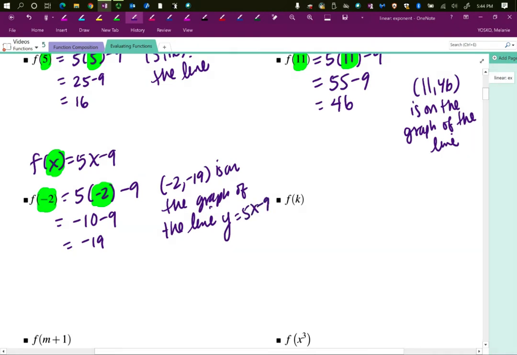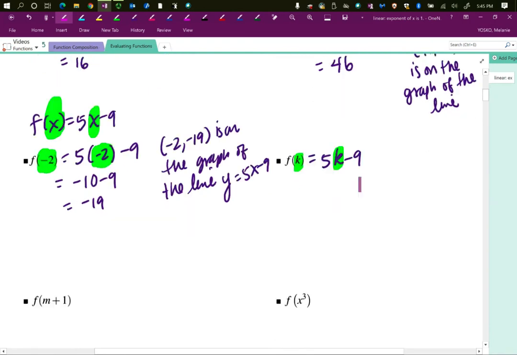Okay, what about this one? F of k. So again, we have replaced this input x right here with the k. So this is 5 times k minus 9. Okay, so this one isn't as obvious that it's a point, but you can change the k values maybe and get different points. But my input is k, the output is now 5k minus 9.